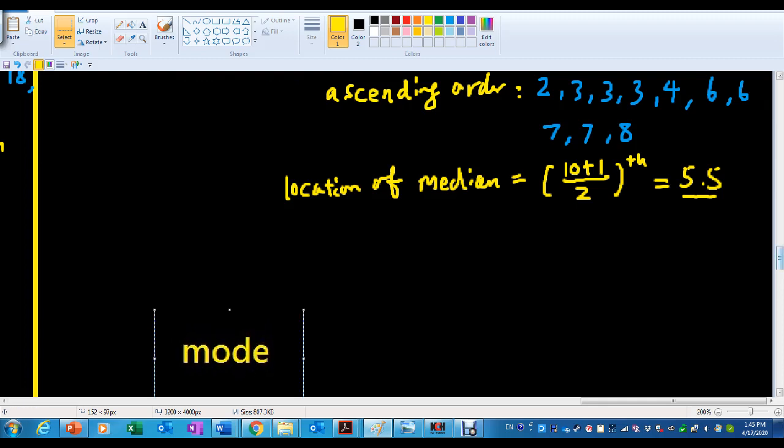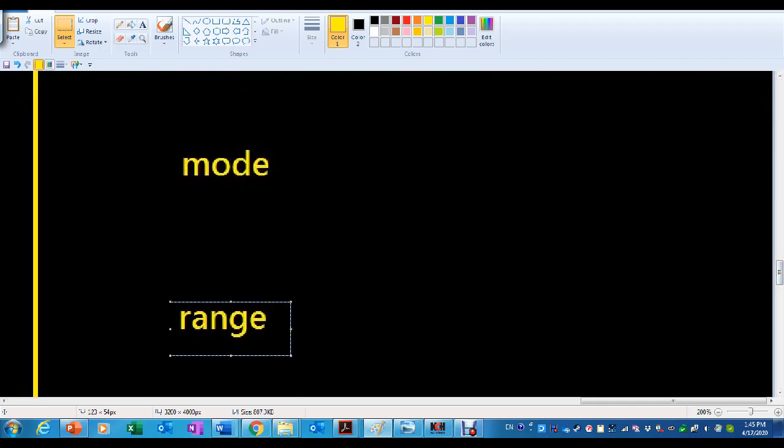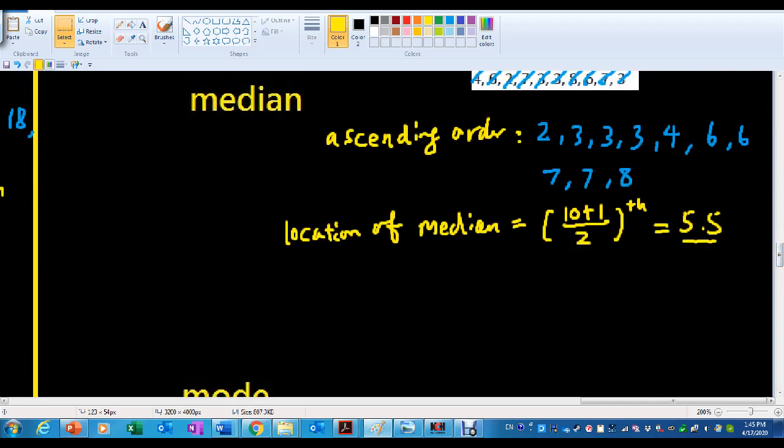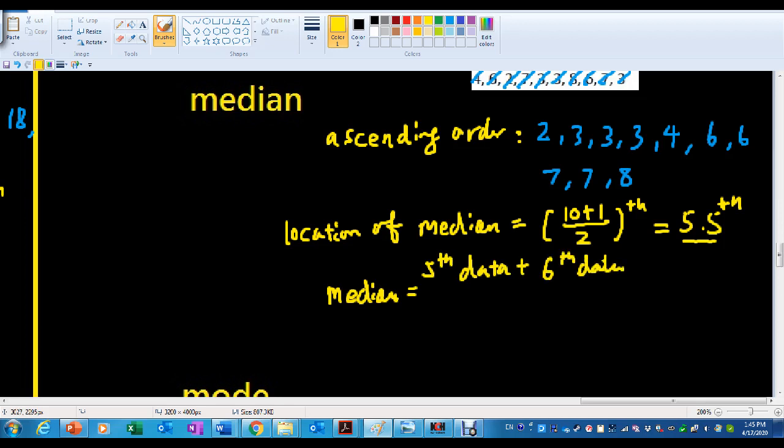Because we don't have such a position called 5.5, there's no such position, right? So that actually means the 5th data and the 6th data. So the median would be the 5th data plus the 6th data, divided by 2. Be careful about this. Sometimes if you see the position 5.5, that means you need to find the 5th data and the 6th data.